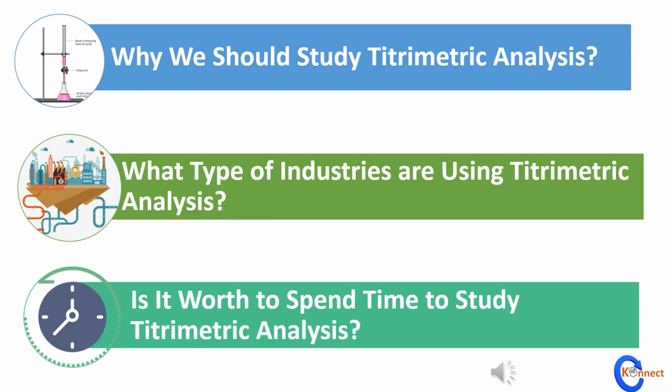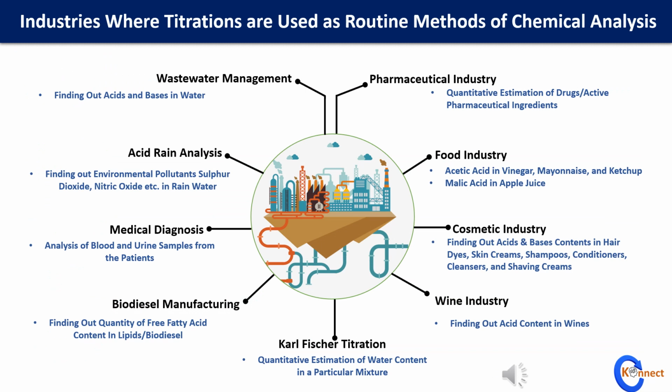This is the obvious question that we have to ask ourselves: why should we study titrimetric analysis? What types of industries are there where we can find jobs, especially after being skilled in titrimetric analysis? Yes, there are different types of industries where titrations are being used as the main method of chemical analysis.